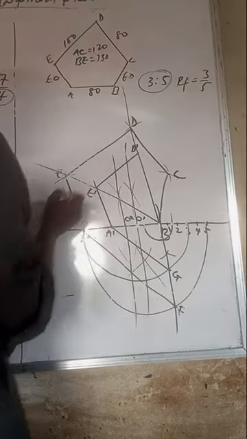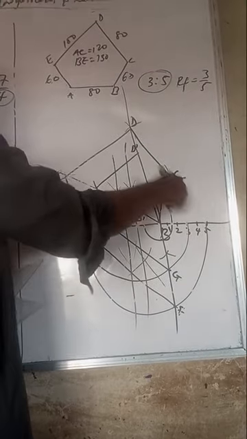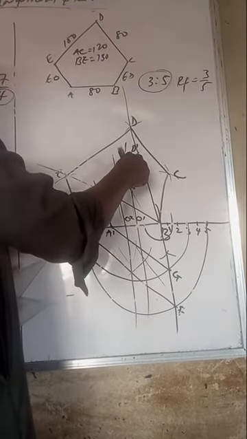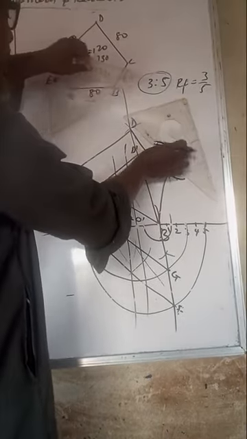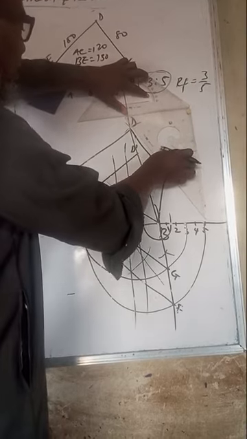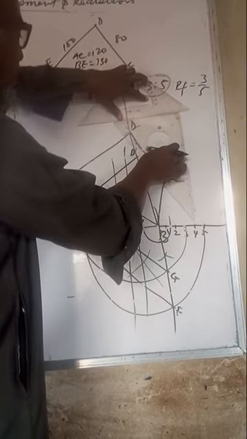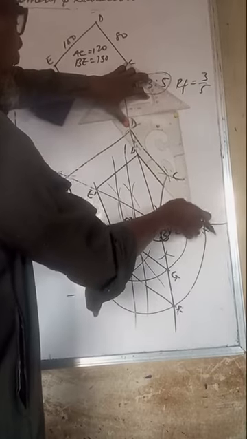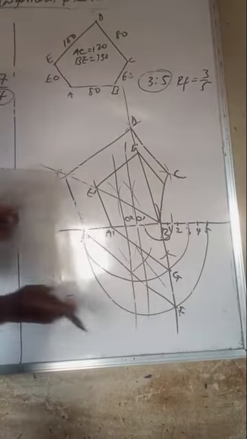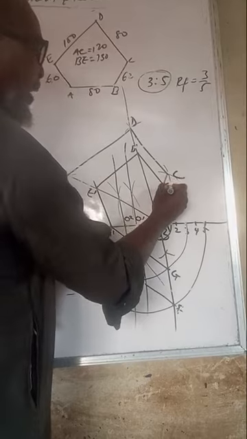The last one is DC. We're going to transfer DC to D prime. Put it on DC and shift it to D prime like this. So this place will be my C prime.